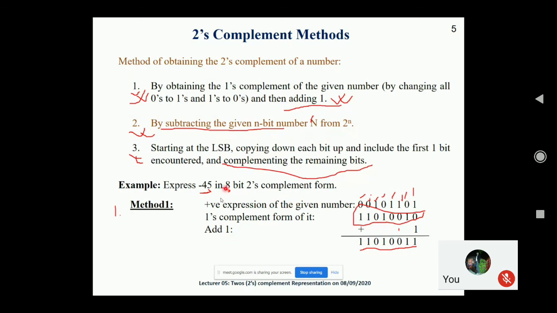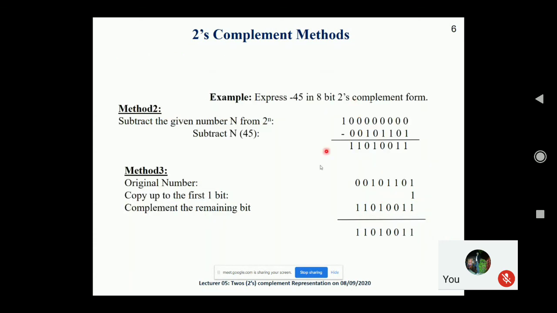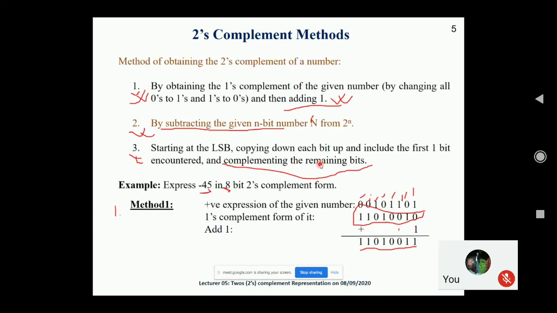So method 1 is very simple. All the methods are very simple, but you have to know the concept. Any doubt on method 1? No, sir. Okay, so now the second method, see here.